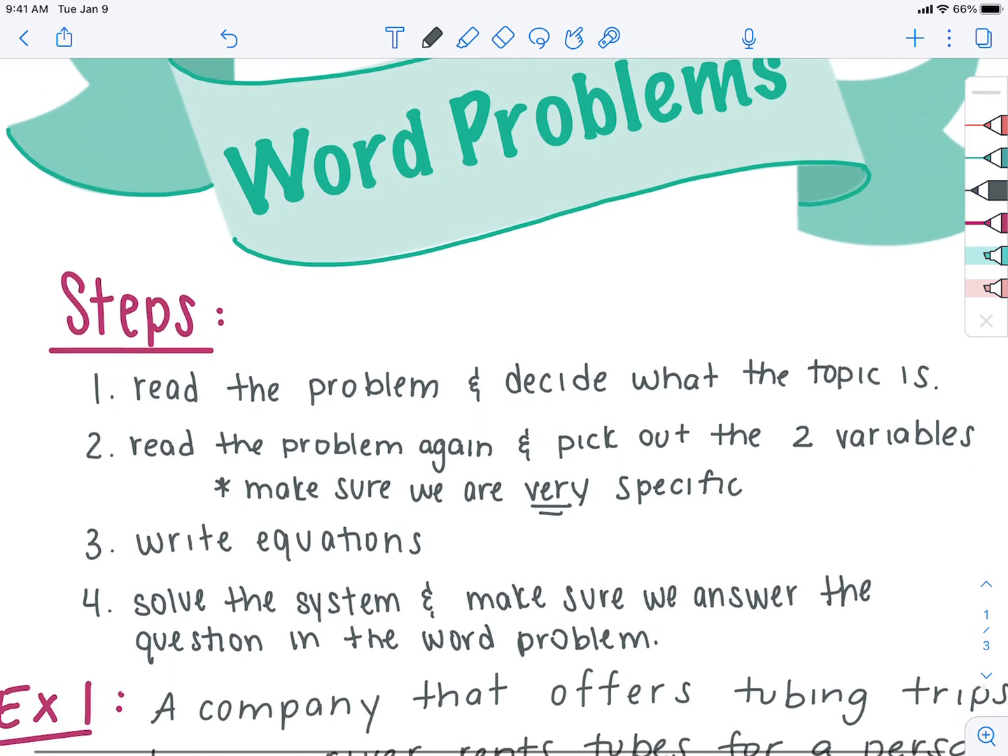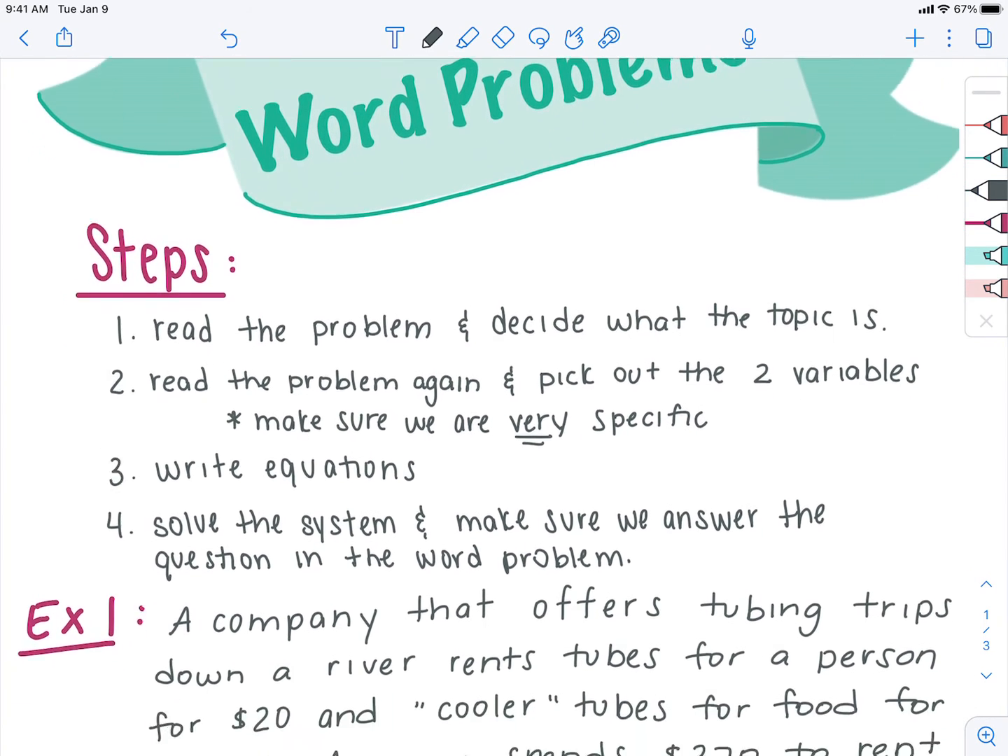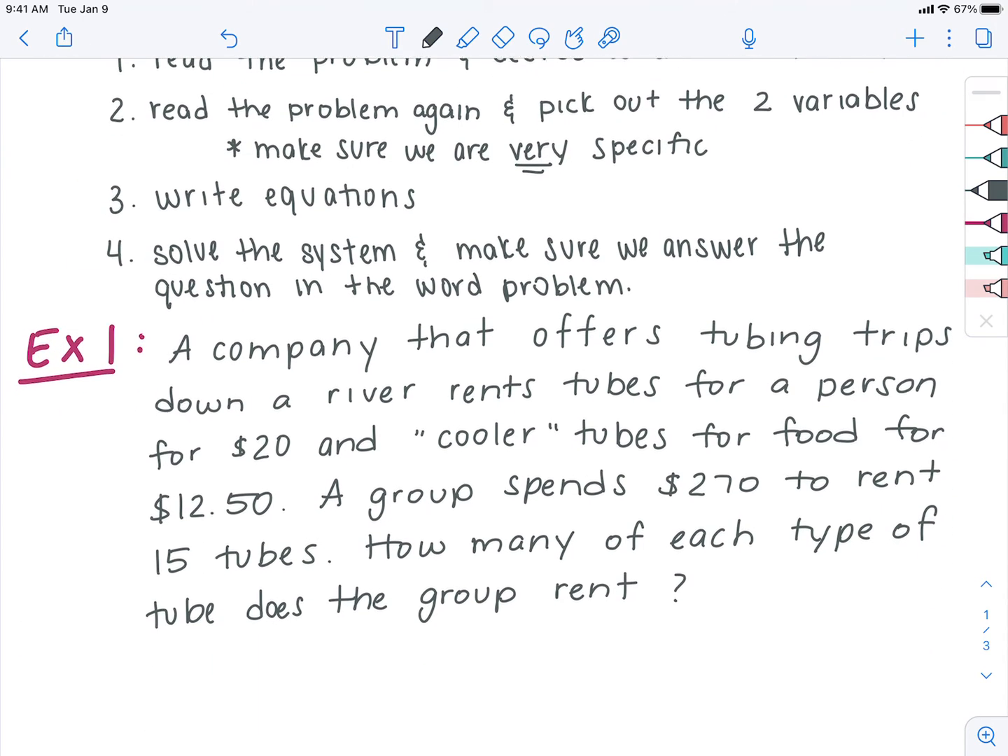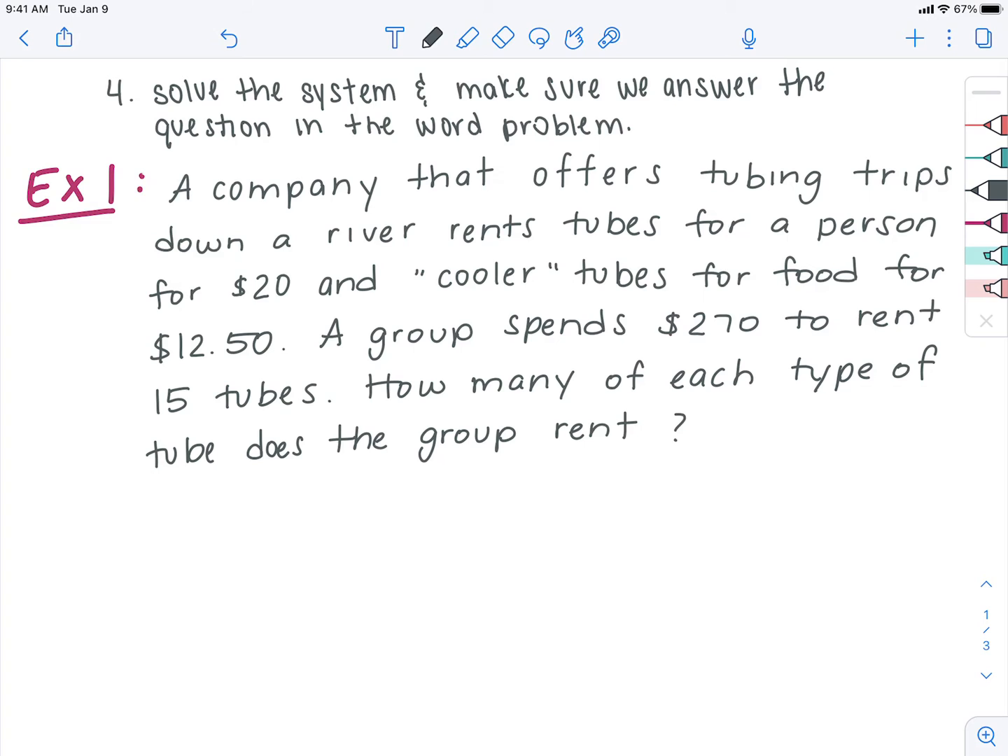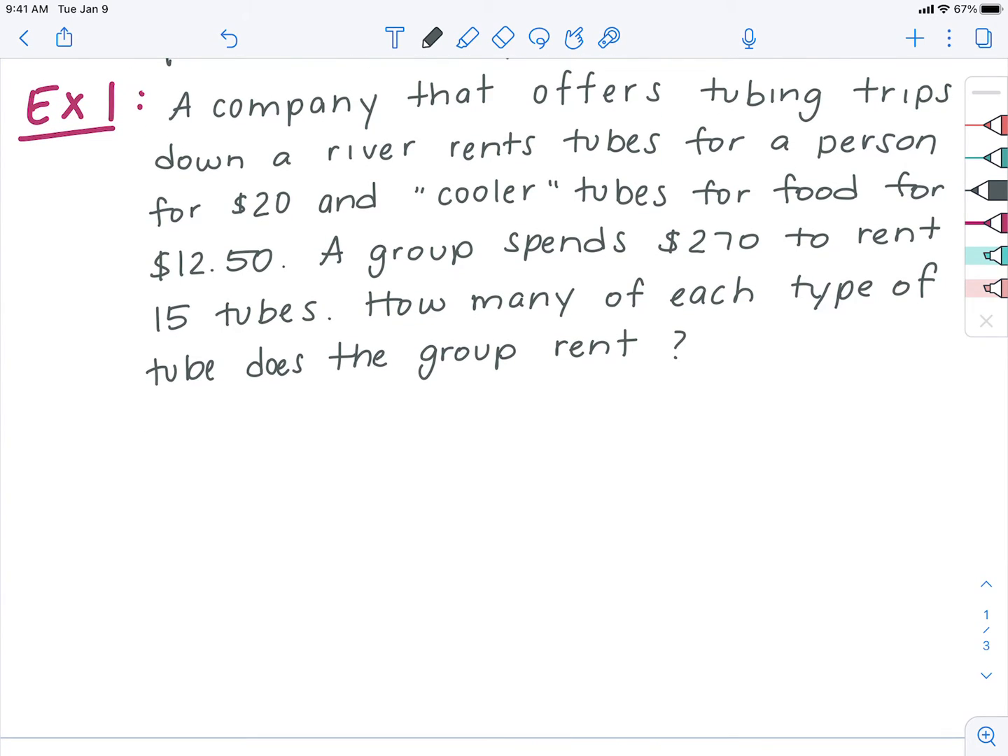So let's look at one together, and actually follow the steps that we just wrote down. When we're solving a question like this, the first thing you want to do is just read it, to get an idea of what's happening. A company that offers tubing trips down a river rents tubes for a person for $20 and cooler tubes for food for $12.50. A group spends $270 to rent 15 tubes. How many of each tube does the group rent?